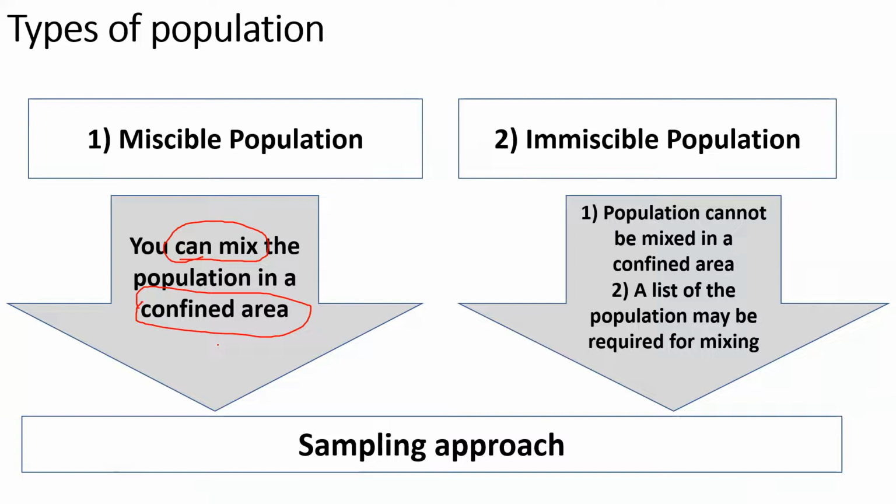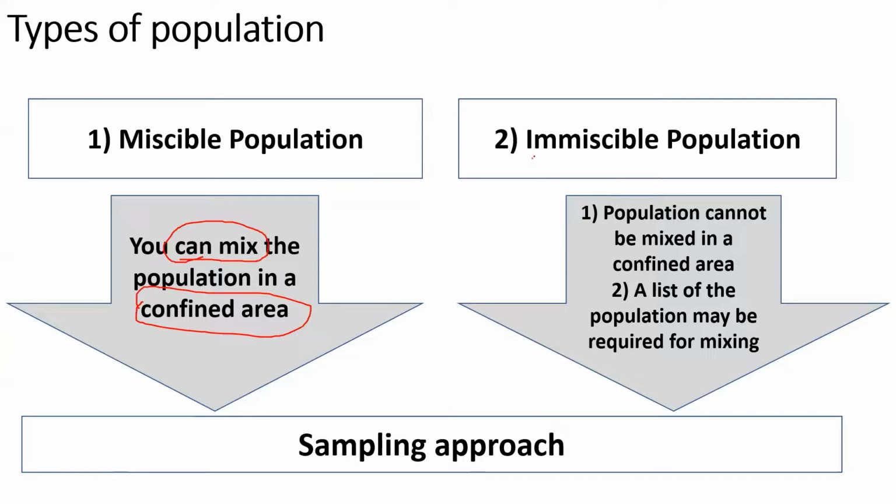You can have maybe trees, you can have fishes in the sea or in the ocean. And even human population, when you're doing research on human population and you need to sample, sometimes it's impossible to put all the people in one room and mix them before you sample. So we say that that population is immiscible.